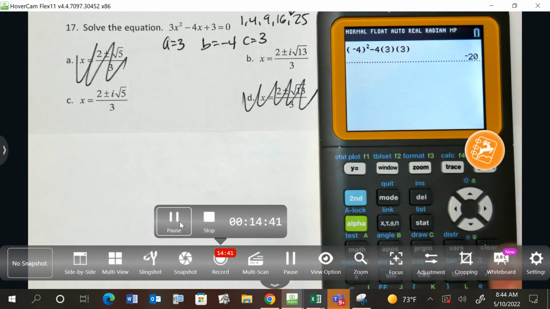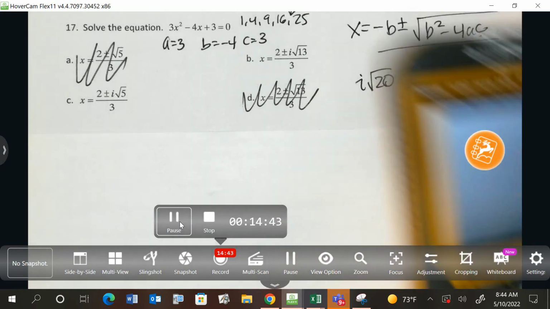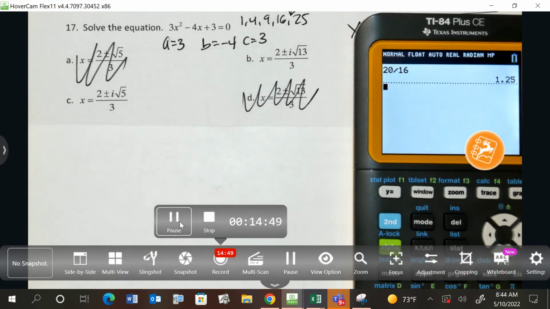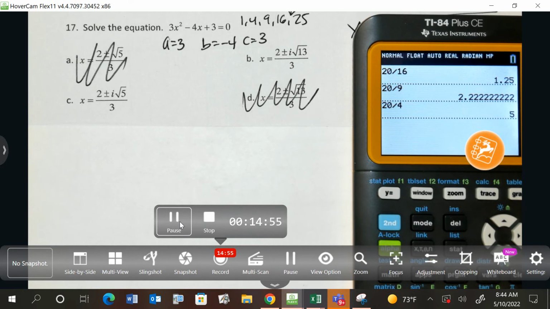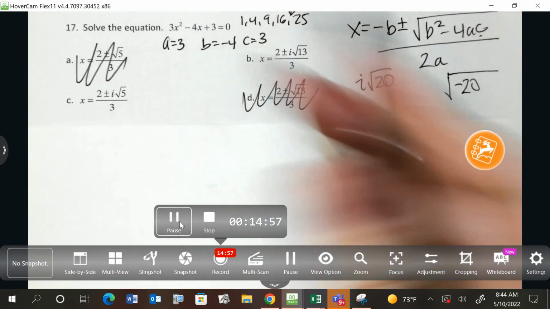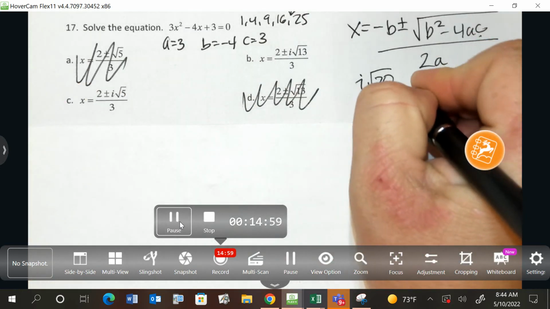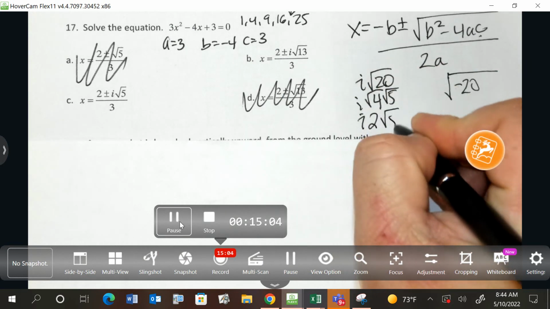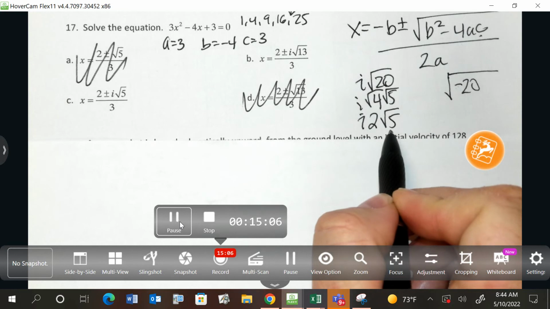And I'm going to go one by one to see, can I reduce this? So how am I doing that? I have a 20, and I'm going to go 20 divided by 16. If I get a nice integer answer, oh, no, that's ugly. Then 20 divided by 9, oh, that's ugly. Then 20 divided by 4, oh, that's pretty. Okay, there we go. This breaks into 4 times 5. The square root of 4 is 2, while the square root of 5 is ugly. So I know I'm going to be left with the square root of 5.